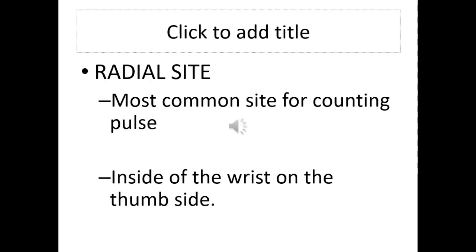So we talked about how radial site is the most common site for counting the pulse. And I already explained that to find that, you're going to follow that thumb down, and it's right at the base of the hand. What I have seen some students do when they're trying to find the radial pulse is they'll stick their fingers right in the middle of the inner wrist or on the side near the pinky. That is incorrect placement for finding a radial pulse.